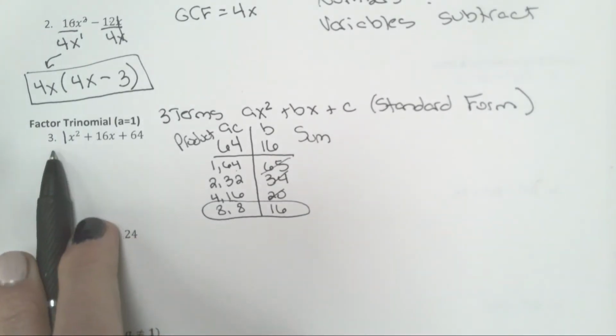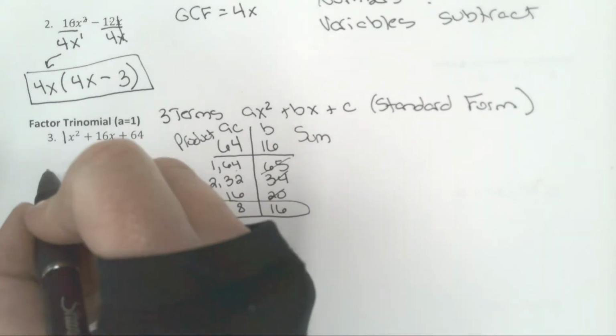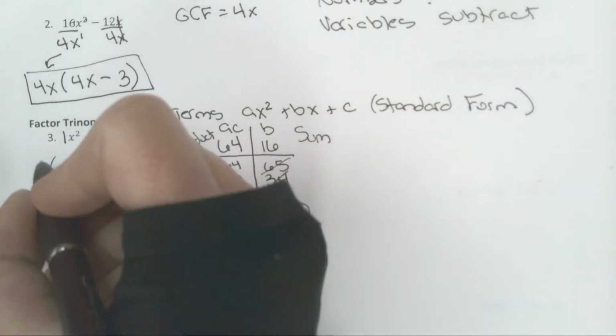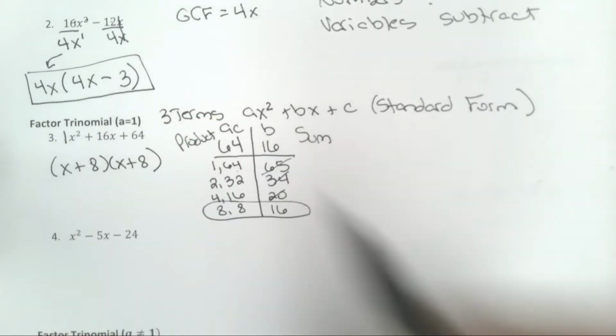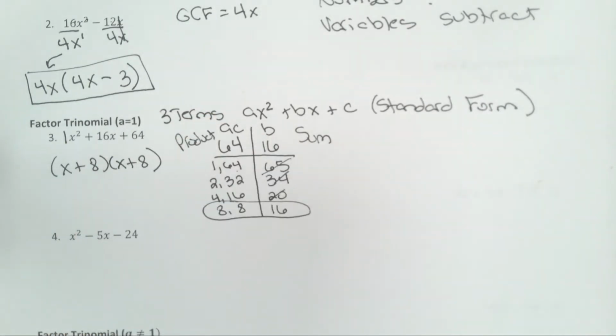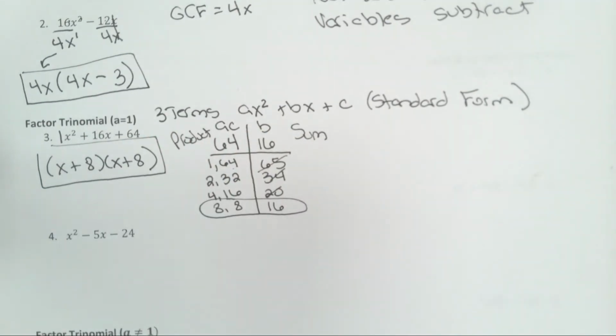So we like it when A is just 1 because whatever these numbers are right here, those are my factors. So this factors as x plus 8, x plus 8. And in this case, we're all done.